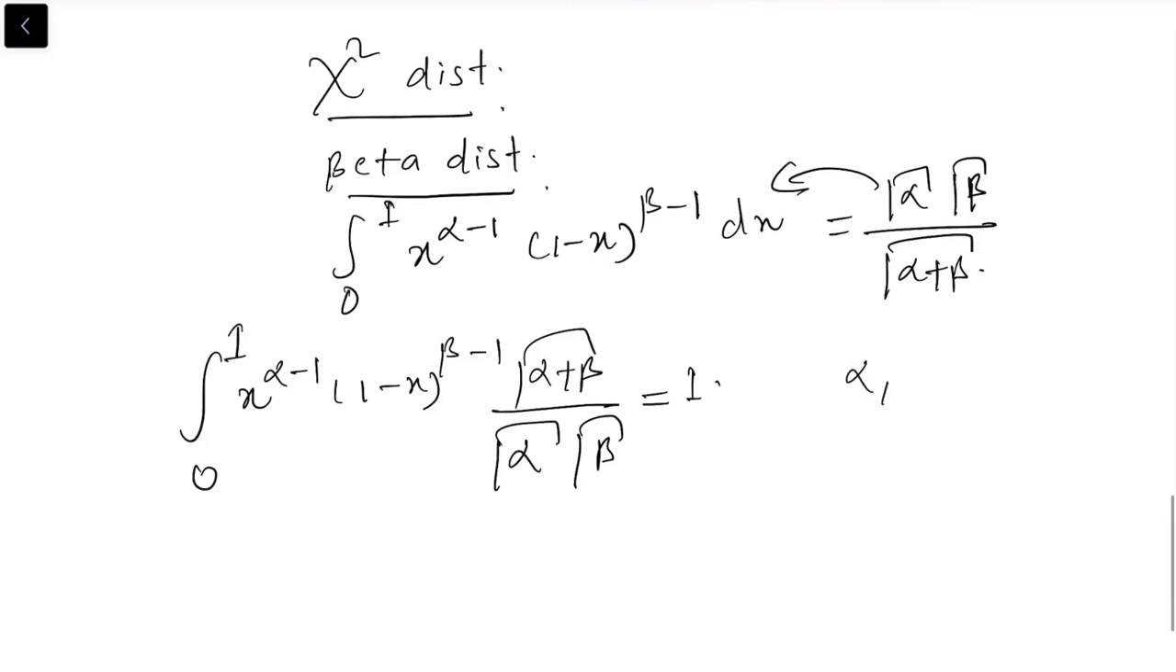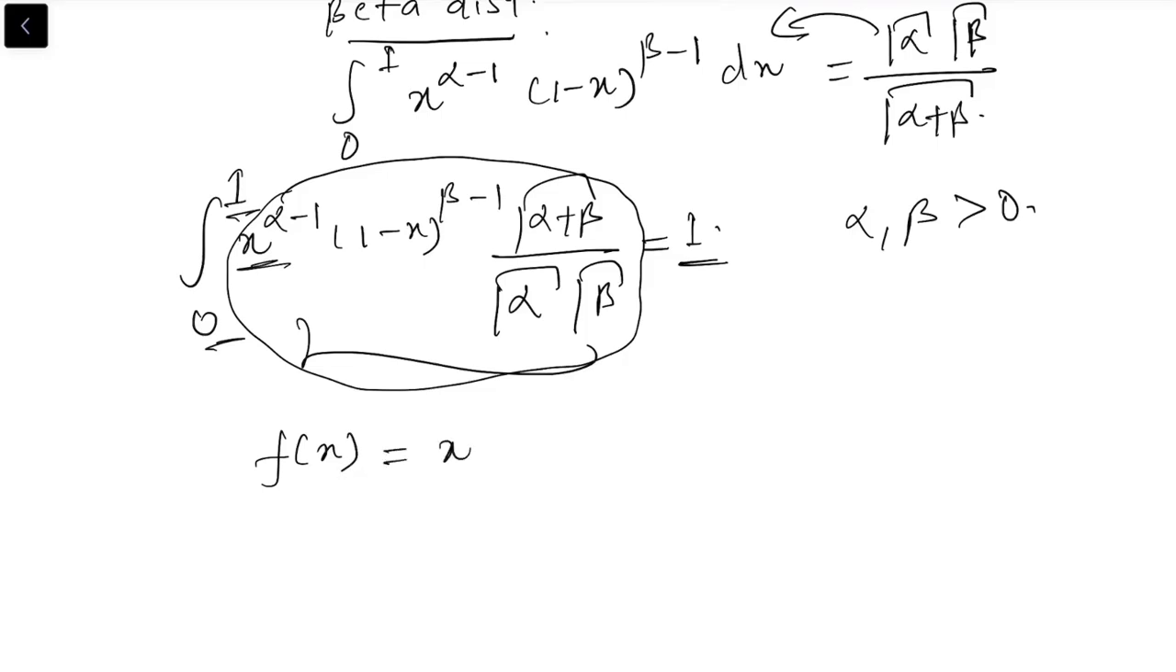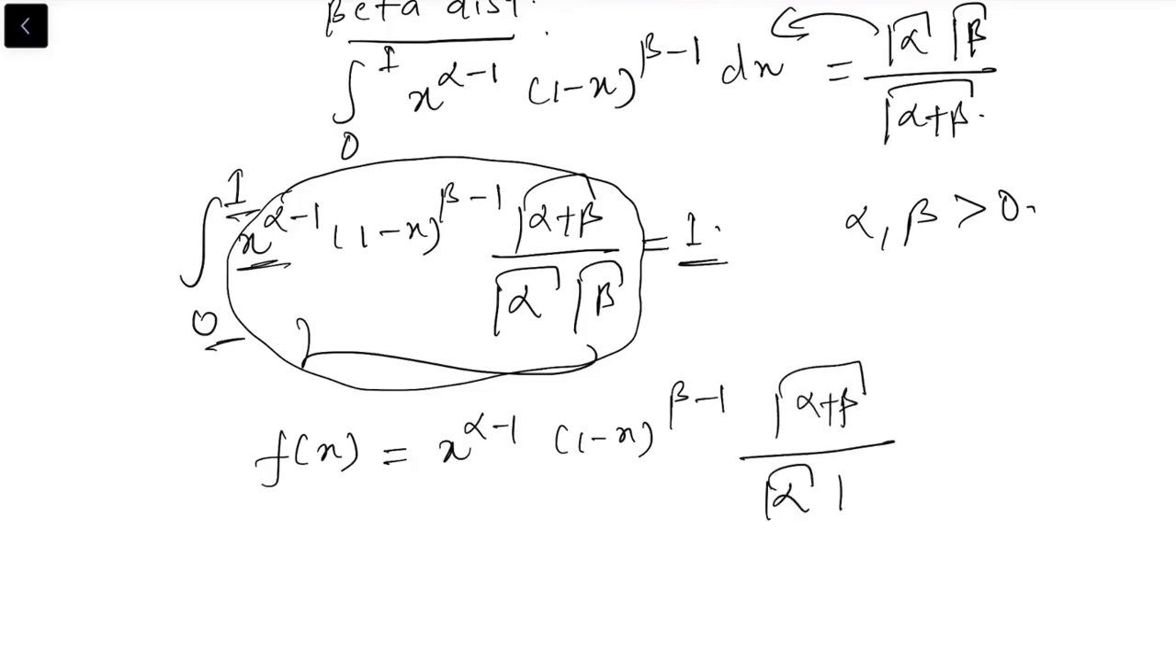And we know that alpha and beta are positive, and the value of x ranges from 0 to 1, right? So these terms will be basically positive, and the integration is 1. So this whole expression will be the PDF. So the PDF of the beta distribution is x to the power alpha minus 1, times 1 minus x to the power beta minus 1, times gamma alpha plus beta divided by gamma alpha gamma beta, where x ranges from 0 to 1.